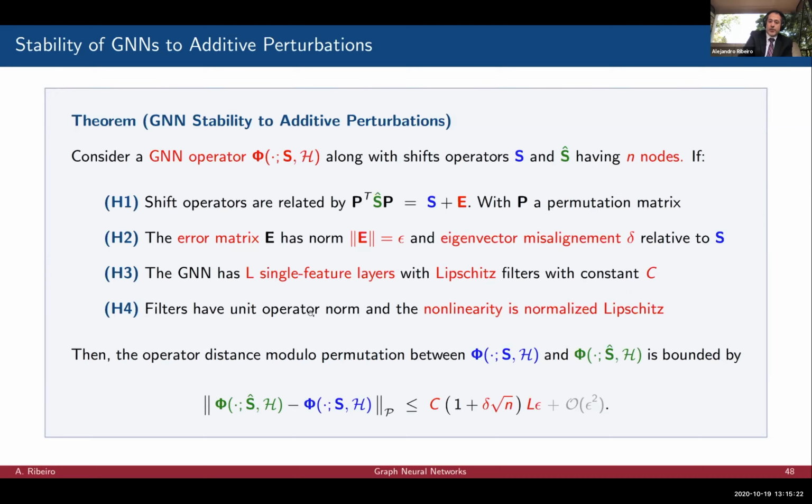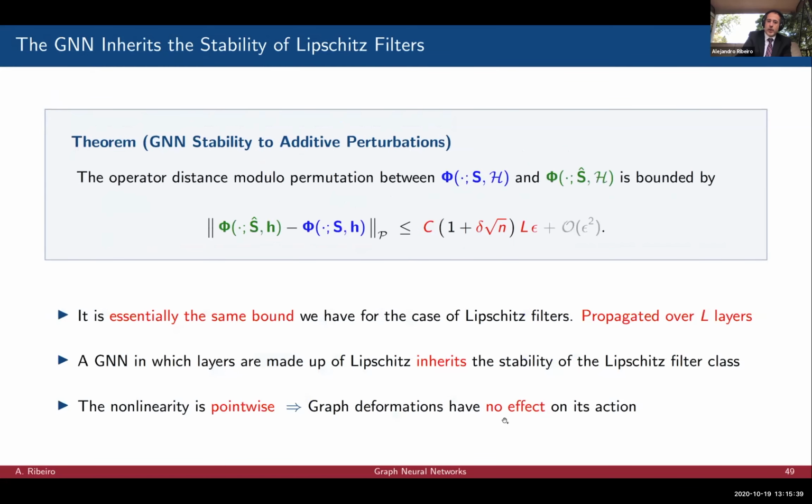If the filters have unit operator norm and the nonlinearity is normalized Lipschitz, as I have stated before, then the operator distance modulo permutation between the output of the GNNs is bounded by this quantity, which is the same quantity that we had before, propagated over L layers. So it is essentially the same bound, okay?